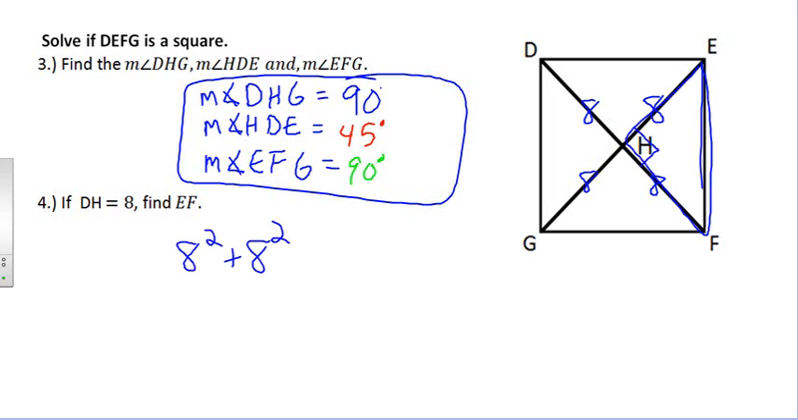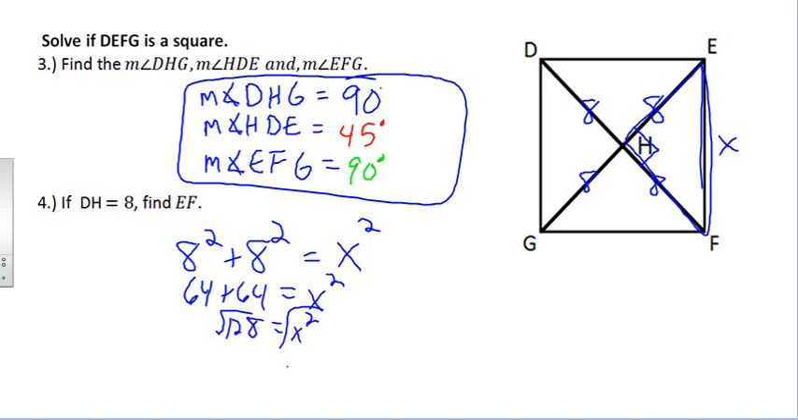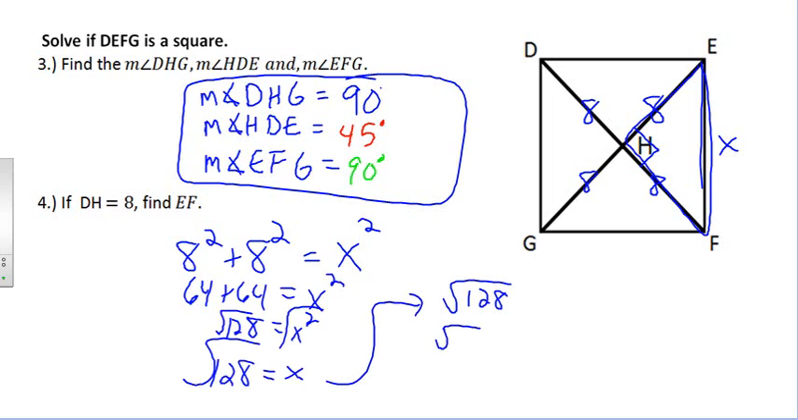8 squared plus 8 squared, because those are my two legs, is equal to EF squared. Using Pythagorean theorem, I get 64 plus 64 is equal to x squared. So 128 is x squared, and when I square root, I get the square root of 128. Well, that I can simplify a little bit. When I split that up, I could say that's the square root of 64 and 2. And when I take the square root of 64, that's 8 square roots of 2.